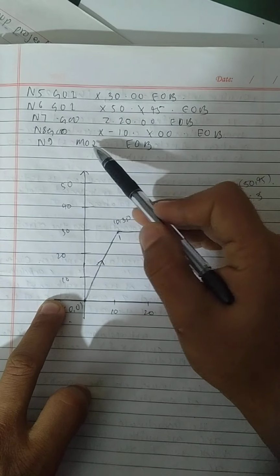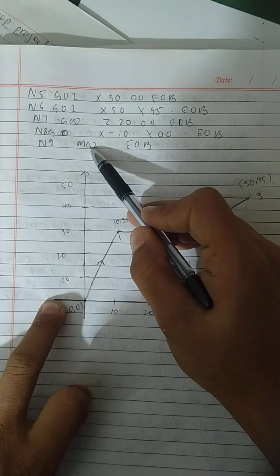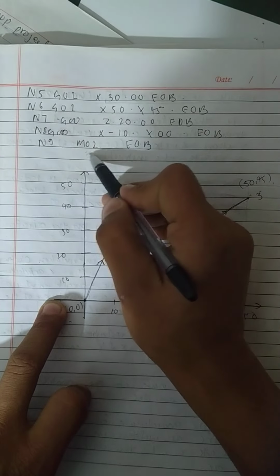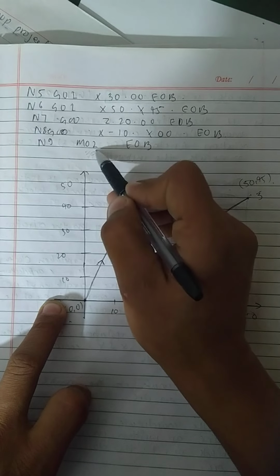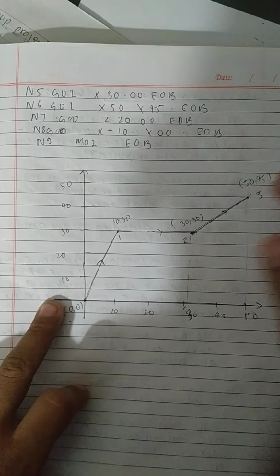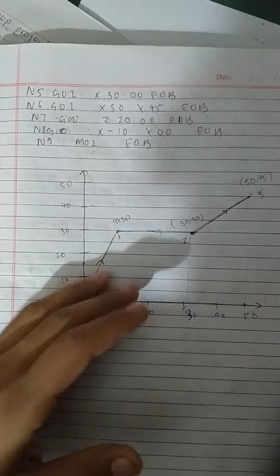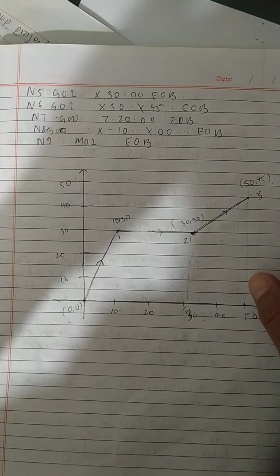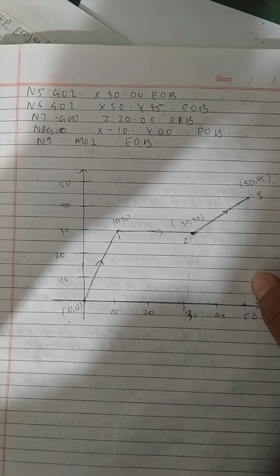N9 M02. What is the meaning of M02? Spindle stop. We can use M30 to end the program, and M05 for spindle stop. Okay guys, this is the linear interpolation. We will talk about the circular interpolation in another video lecture, because it is already 10 minutes.